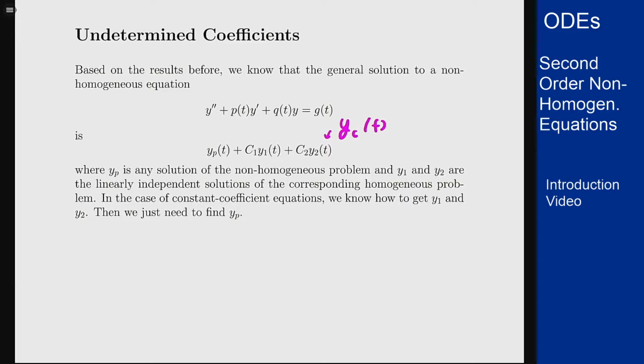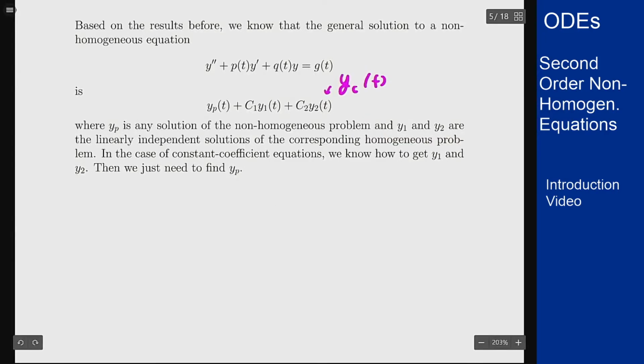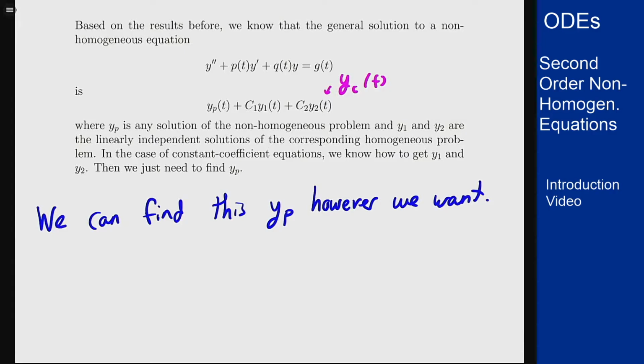and we can then find every solution for any initial condition using the fact that we have this C1 and C2 here. So we can find this however we want. You could guess it, you could be given it, any of that would work to get you to this yp. Once you have that, you can build a general solution by adding in the C1y1 plus C2y2 components.